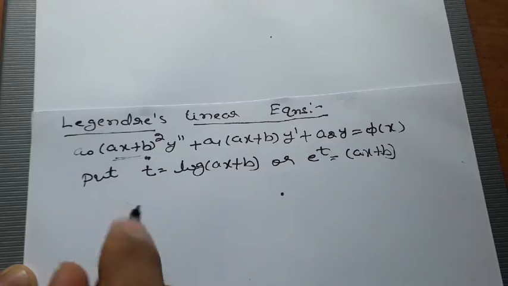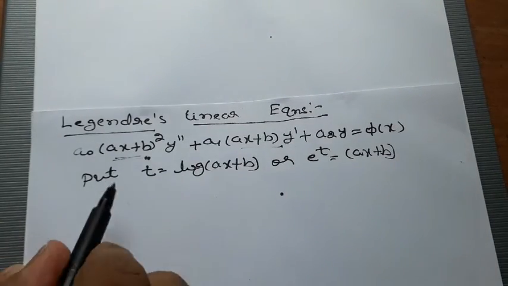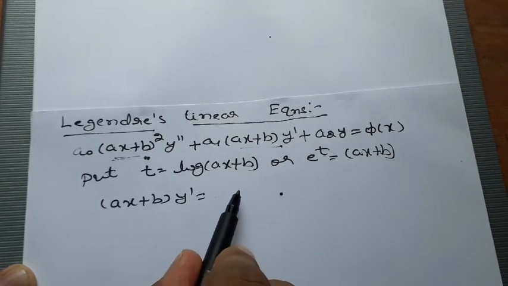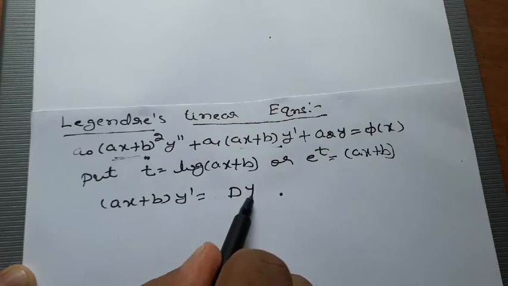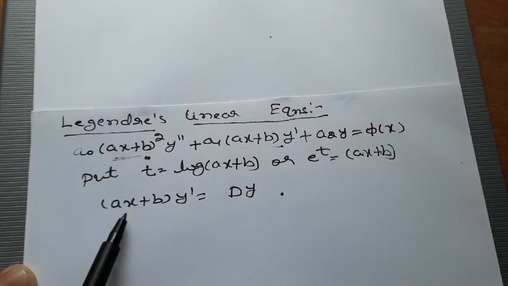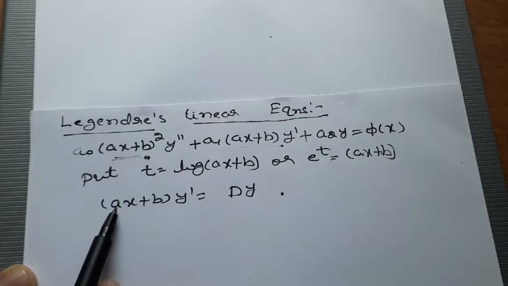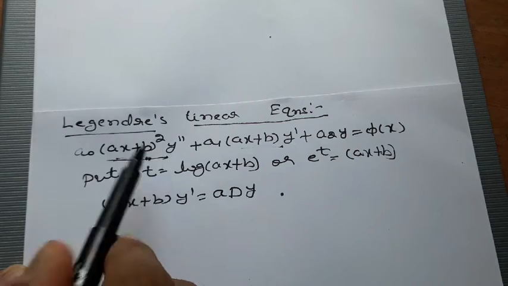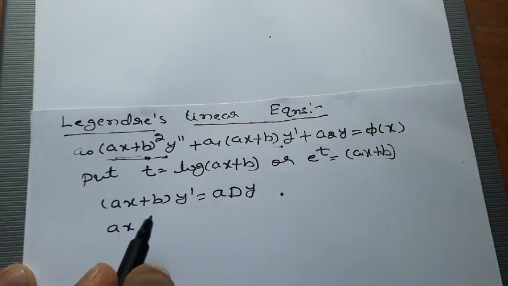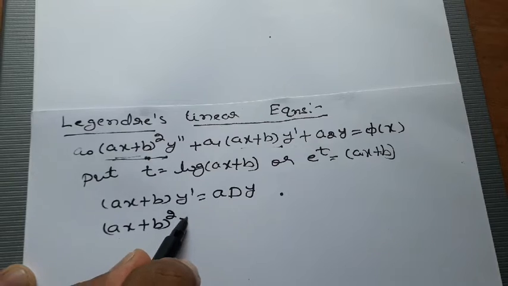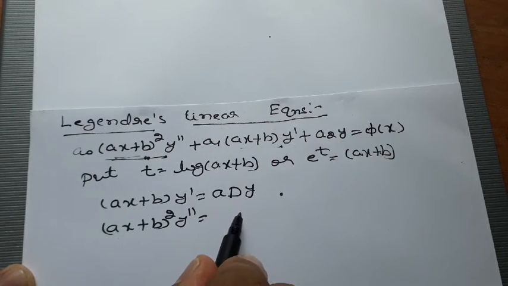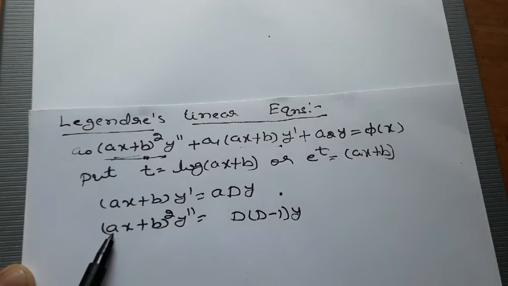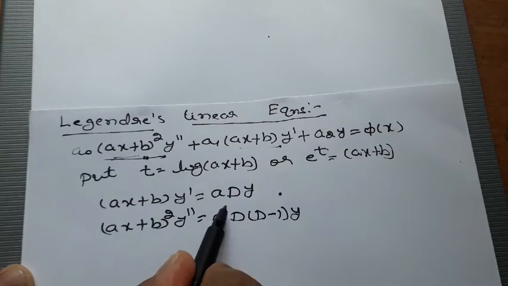Next, I need ax plus b into y dash. As I said in Cauchy's, y dash means one-time differentiation, so we write D y. But in Legendre's, the difference is that you have to write the x coefficient. What is the coefficient of x here? A having power 1, so into a. Similarly, I need (ax plus b) whole squared y double dash. Y double dash means two products, D into D minus 1 into y, and the coefficient of x here is a having power 2, so we write a squared.